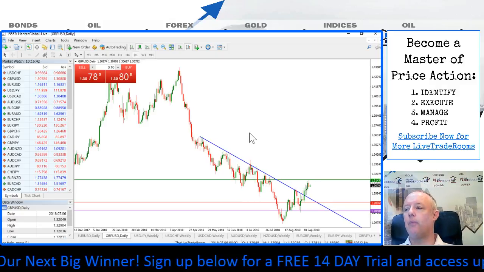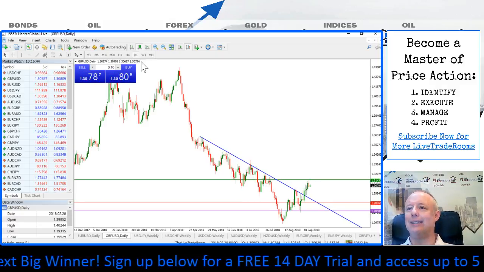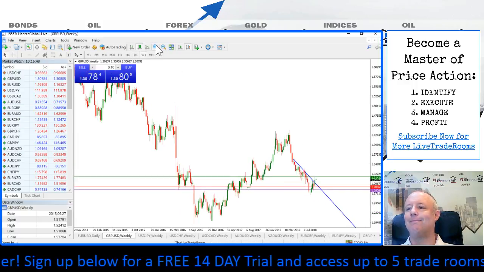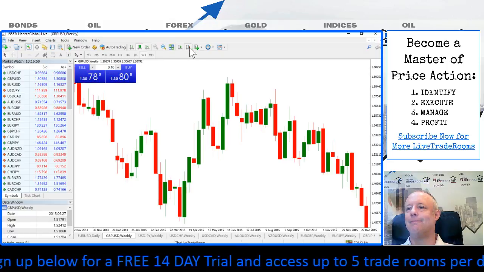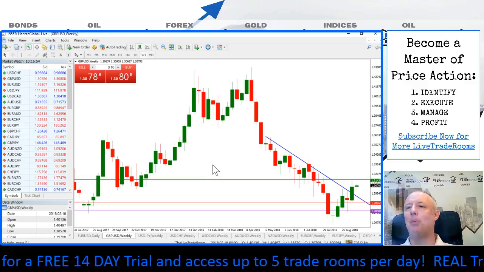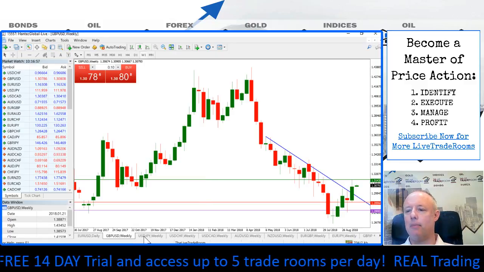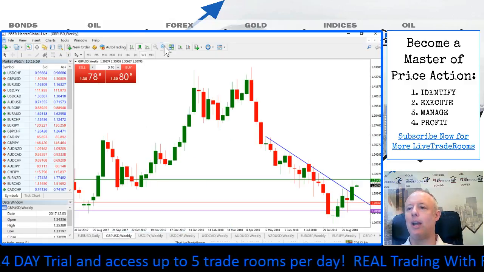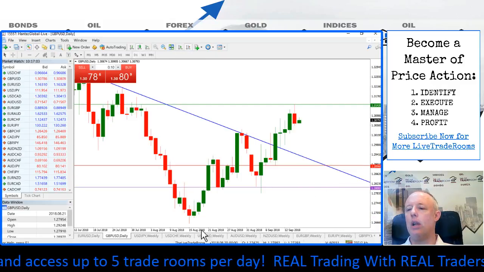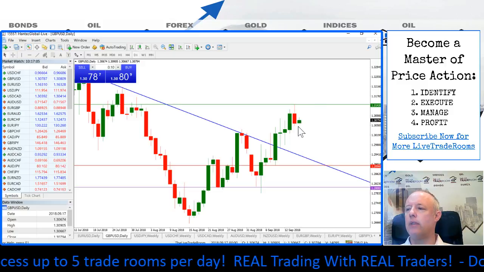So it's a case that when we look at this, we need to see a little bit more price action before we can make some high probability trading decisions off the back of the pound dollar. So at the moment we're just moving to the upside.